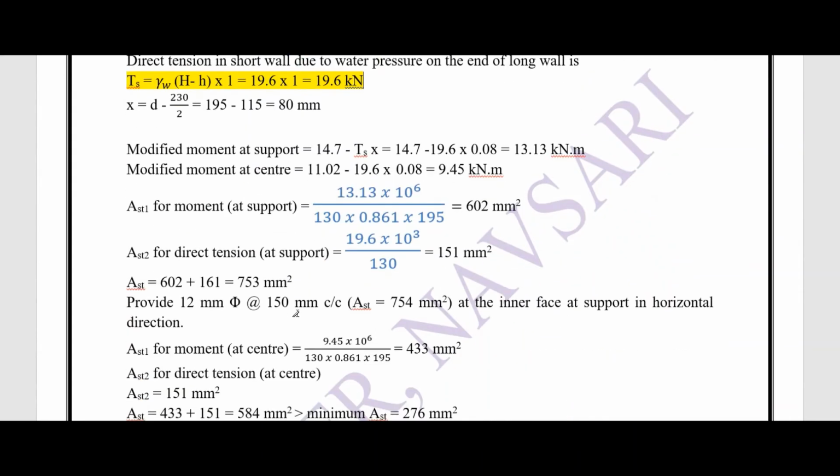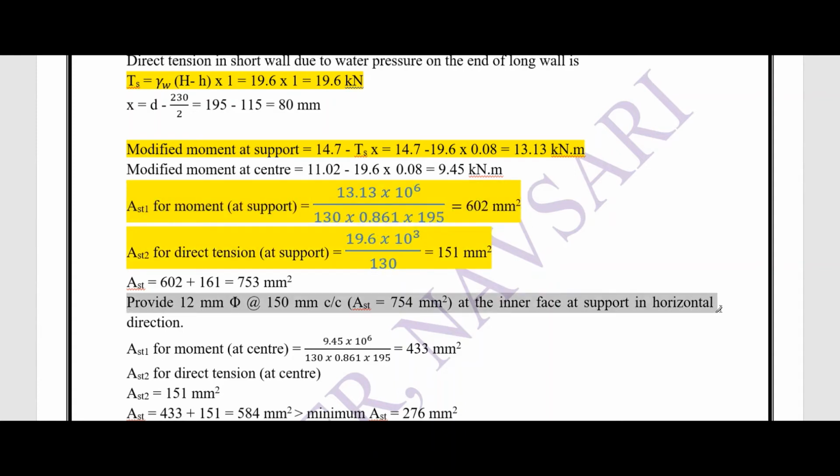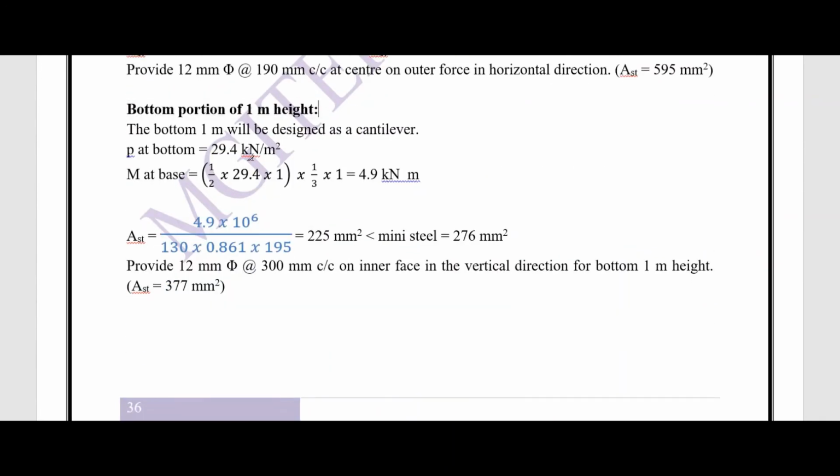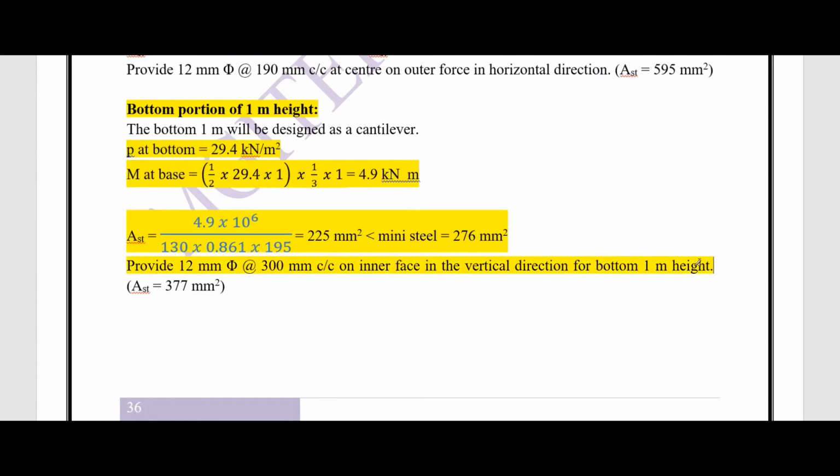One difference is that when we assume water pressure and no soil pressure outside, the modified moment uses the same equation and method as in the earlier example. So I won't explain again how to calculate the modified moment at the support and at the center. AST1 for the moment, same equation. AST2, provide 12 mm dia. Now for the bottom portion, same equation, just change the PA, moment, AST, and 12 mm dia at 300 mm center to center.